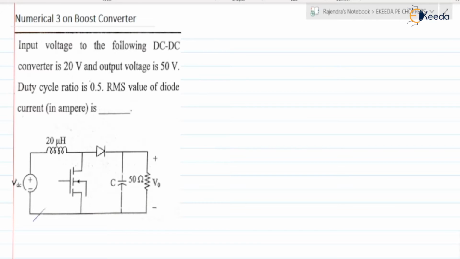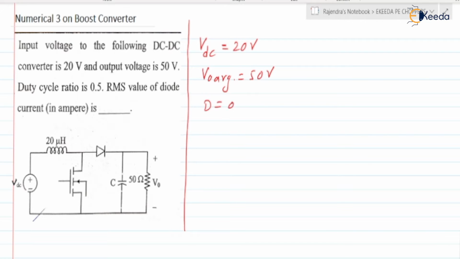The input voltage to the following DC to DC converter is 20 volt. So it is given that the input voltage, VDC, is equal to 20 volt. Next, the output voltage is 50 volt. V0 average is equal to 50 volt. Next, the duty cycle D is equal to 0.5.